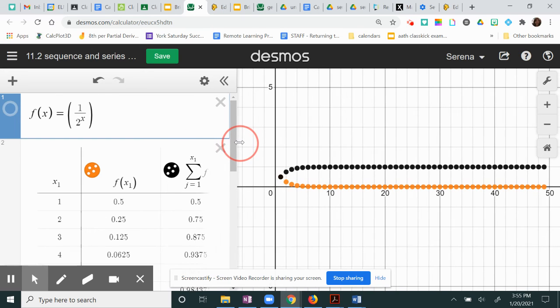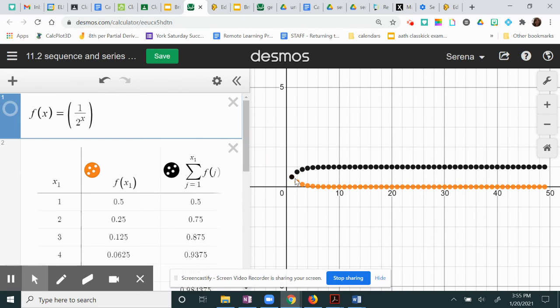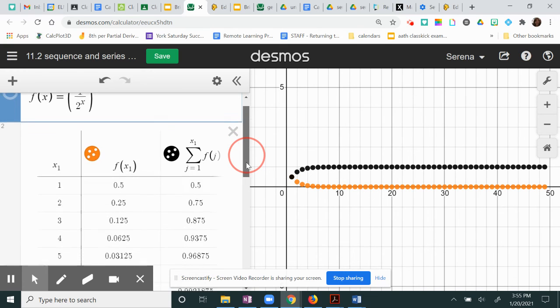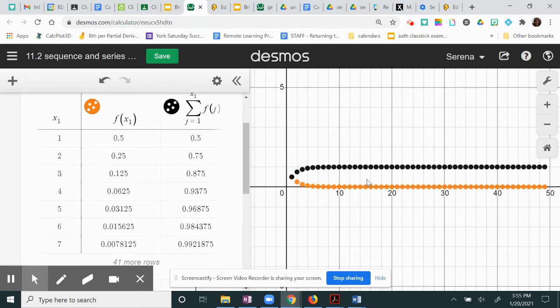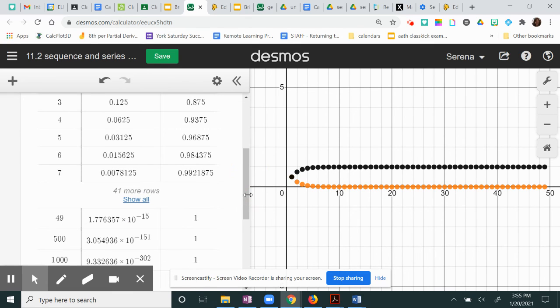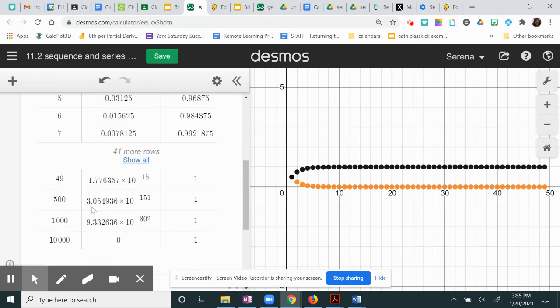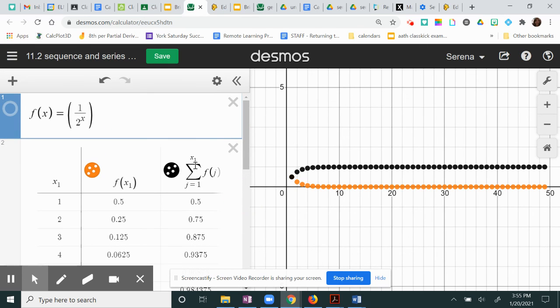And what this sketch gives us is in orange, it gives us the sequence, which we can see is approaching 0. I can see that those values are approaching 0 in the graph. I can also see it in the table. I can show even up here in 500, 1,000, and 10,000, those are numbers very, very close to 0 in scientific notation.